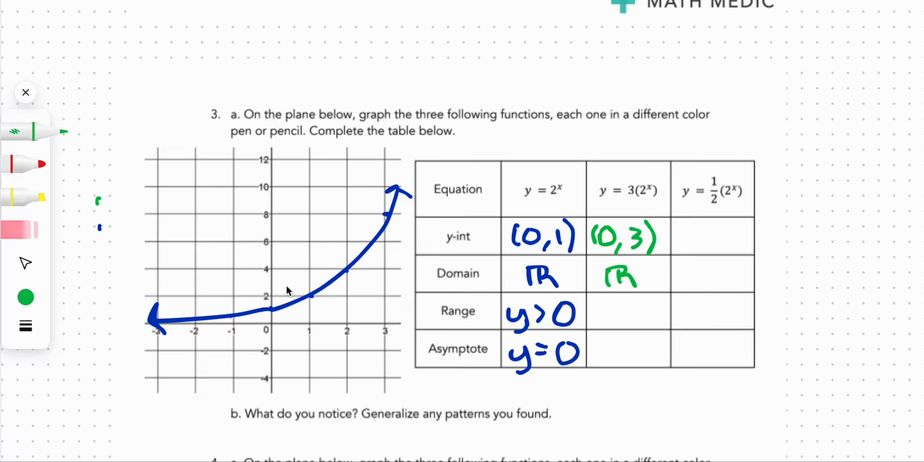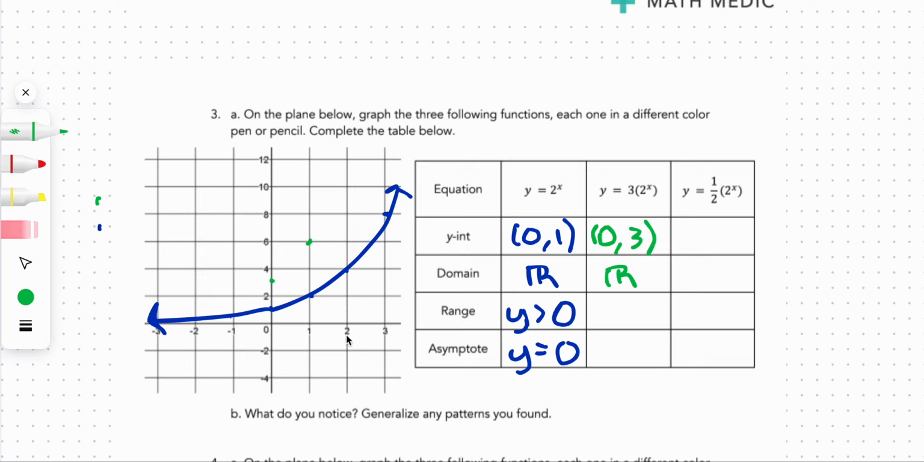And to find our range, let's just start plugging in points to get an idea. We said our y-intercept is 0, 3. So we have a point there. Let's plug in 1 for x. 2 to the first power is 2 times 3 is 6. Got that right there.